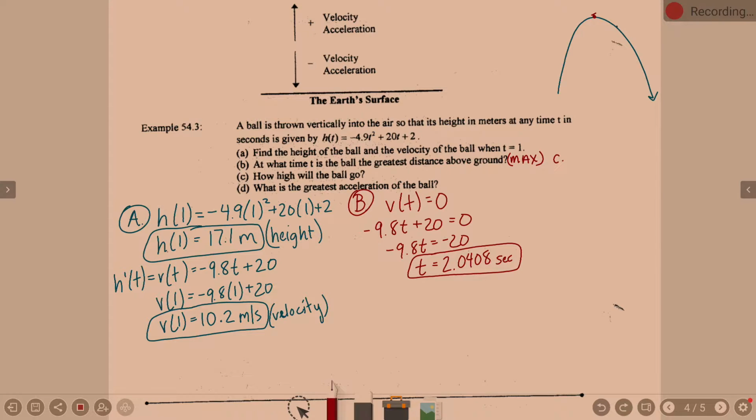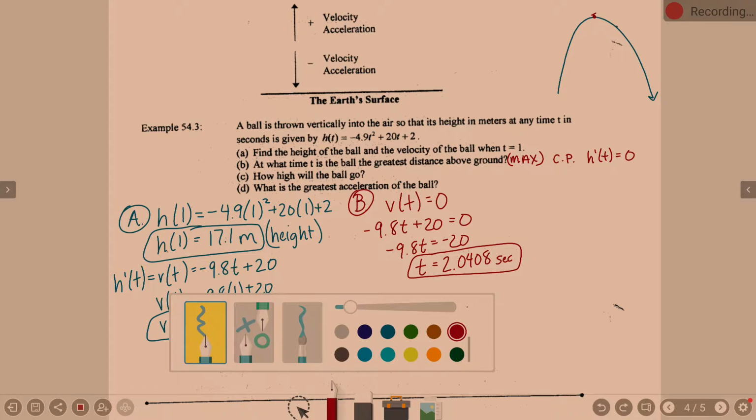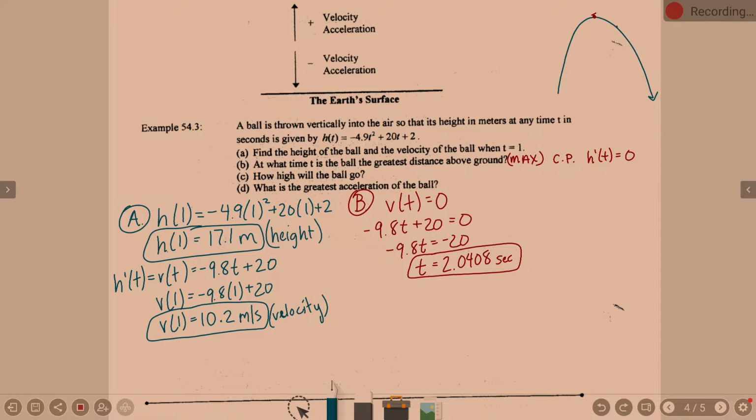Okay, so you can also think critical points, which means you can think derivative equal to 0, if any of that helps there, right? Whatever you need to know. Some of it I know seems pretty basic, some of it you have to figure it out. Okay, that was all of B, right?